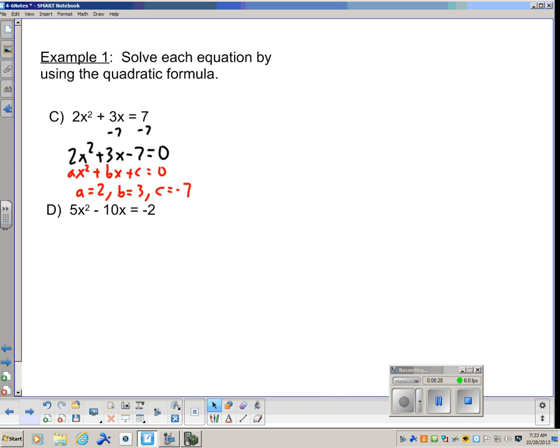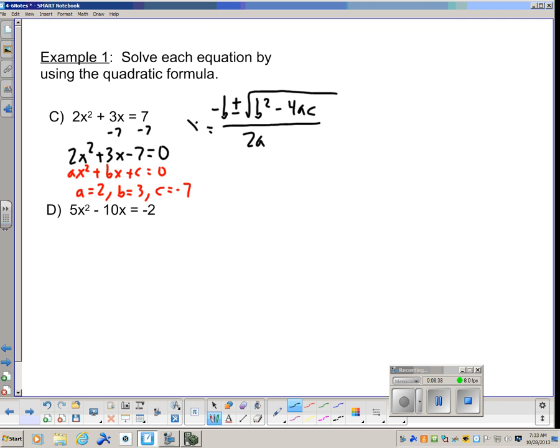So I can simply plug that into the quadratic formula. Opposite of b plus or minus the square root of b squared minus 4ac all over 2a. So let's plug our values in there. Opposite of 3 there is negative 3 plus or minus the square root of 3 squared minus 4 times a times c all over 2 times a.